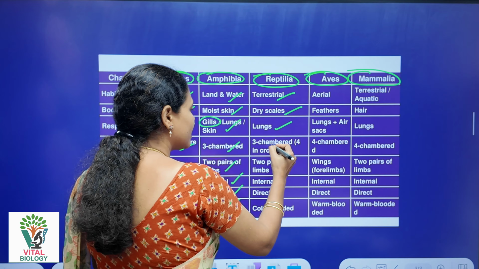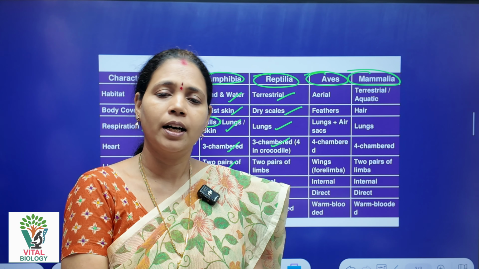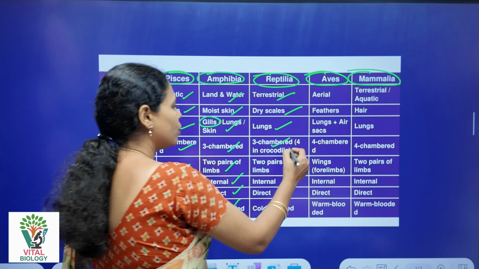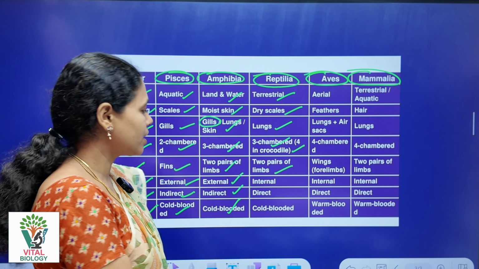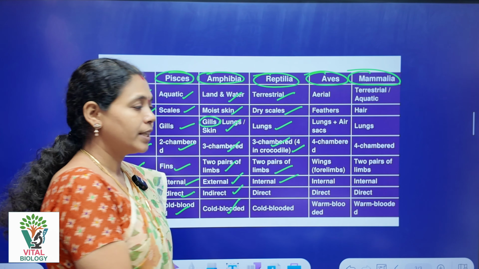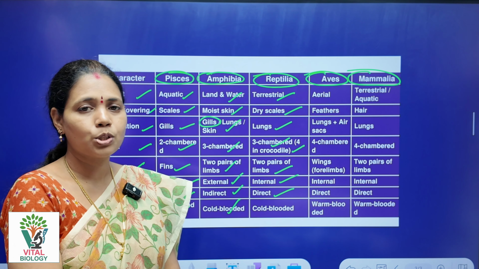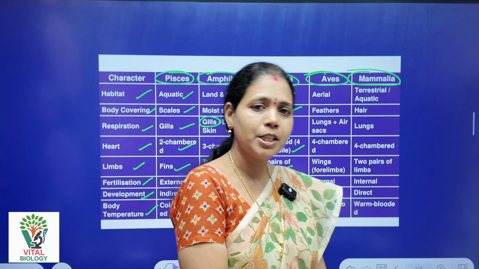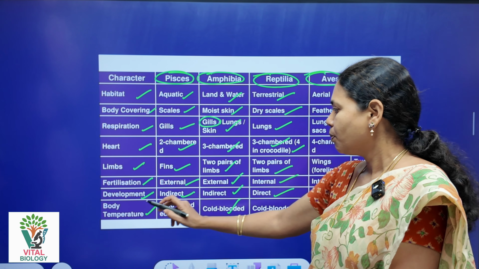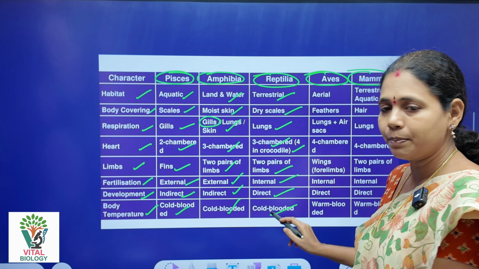Okay, the heart is 3-chambered in the majority of reptiles, except Crocodilia, which has a 4-chambered heart. Two pairs of limbs are seen, and the fertilization is internal fertilization. The development is direct development. These are also cold-blooded, meaning poikilotherms. So from the body temperature point of view, Pisces, Amphibia and reptiles are all cold-blooded.